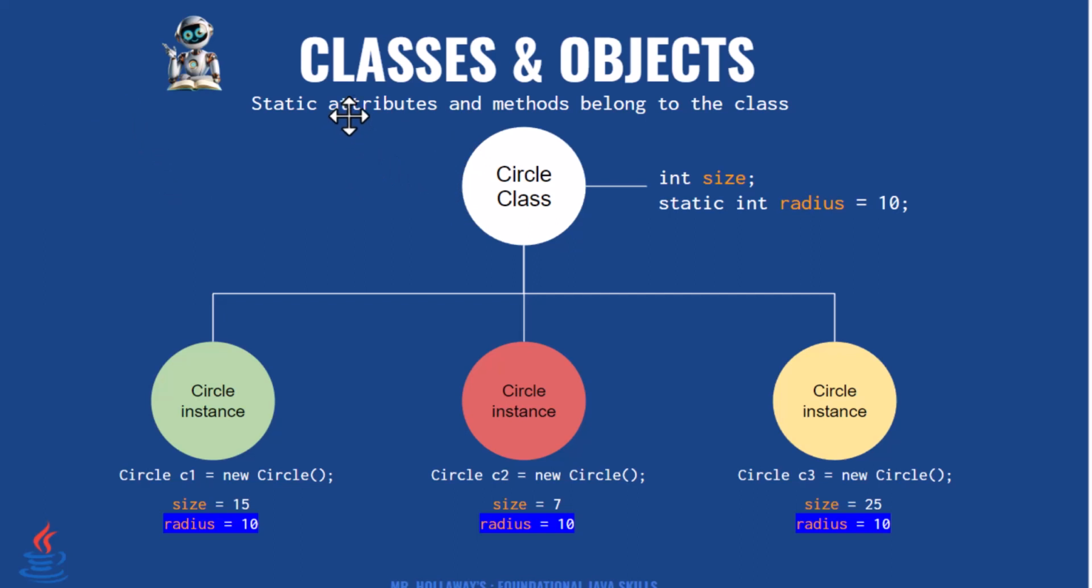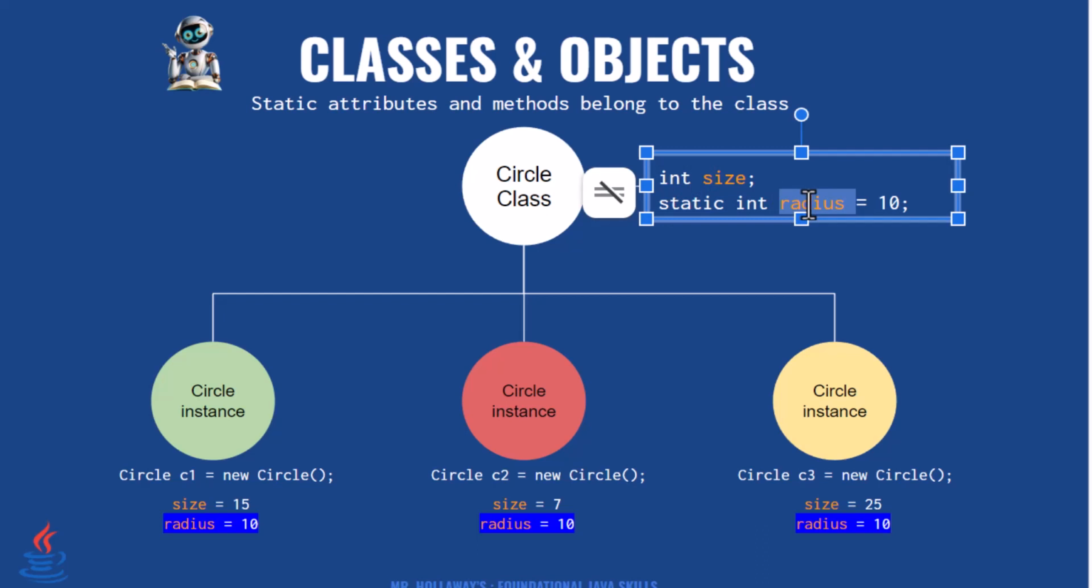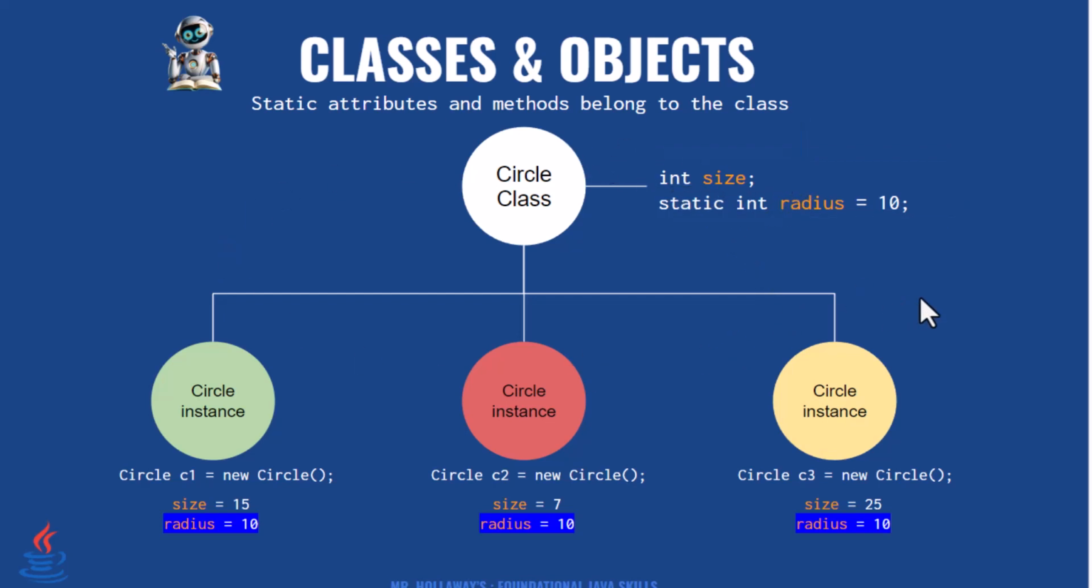Static attributes and methods belong to the class. So this is the class, and let's say we had two attributes, one is size and one is radius. This size is an instance variable. It belongs to the instances. This radius is a static variable and it belongs to the class. So what does that mean? Well, let's just look at the circle.